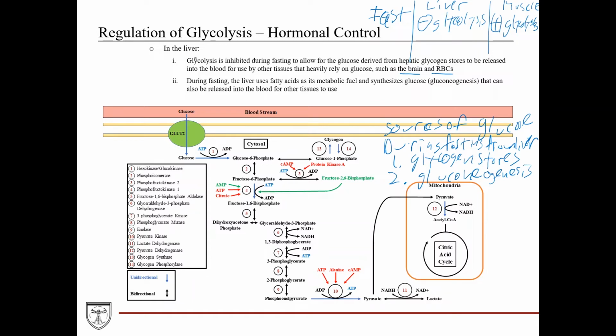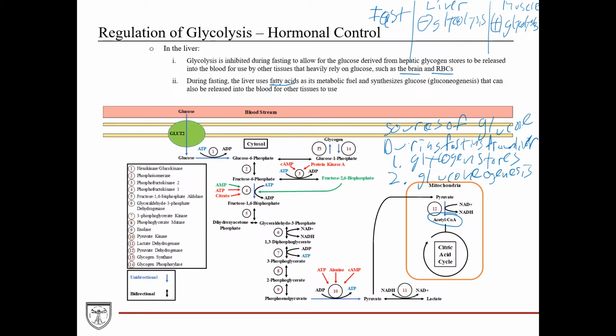Key concepts to understand here. Now, what enables the liver to do this is that during fasting, it uses fatty acids as its metabolic fuel. And remember from our main diagram for metabolism, breakdown of fatty acids gives you a number of acetyl-CoA, which can then go into the citric acid cycle and via the electron transport chain produce plenty of ATP to be used by the liver while it's producing glucose for other tissues.